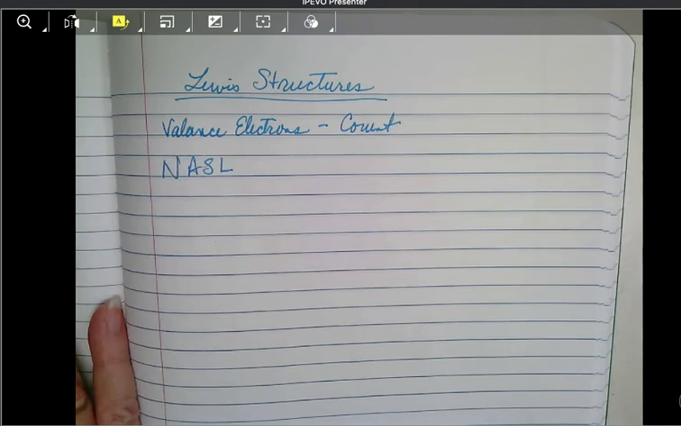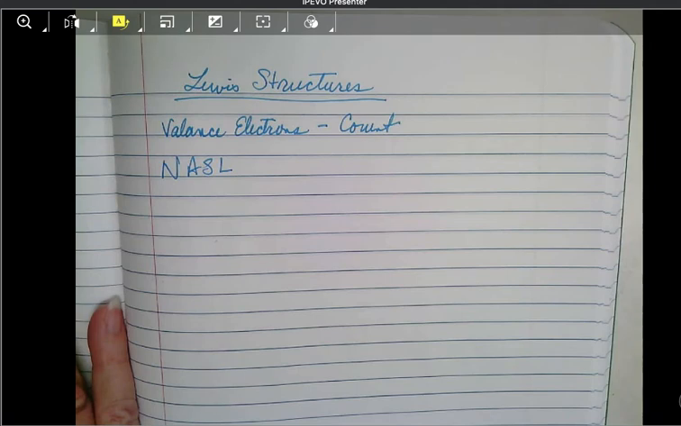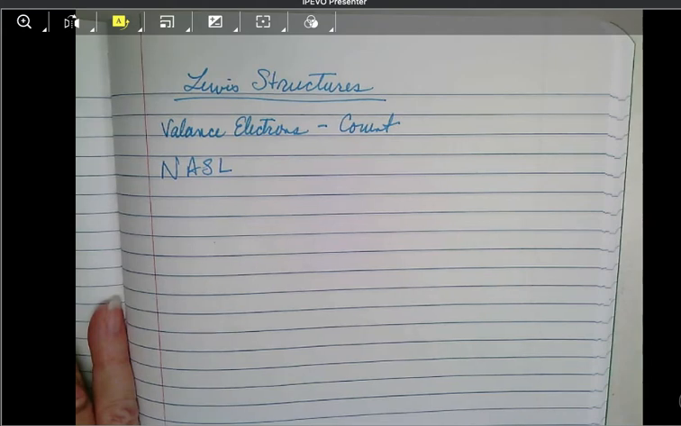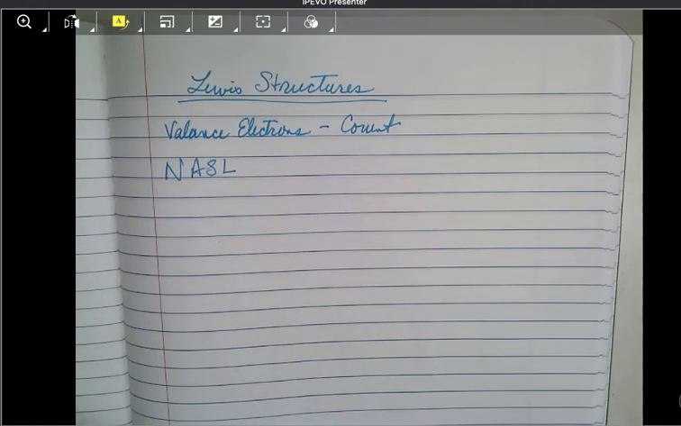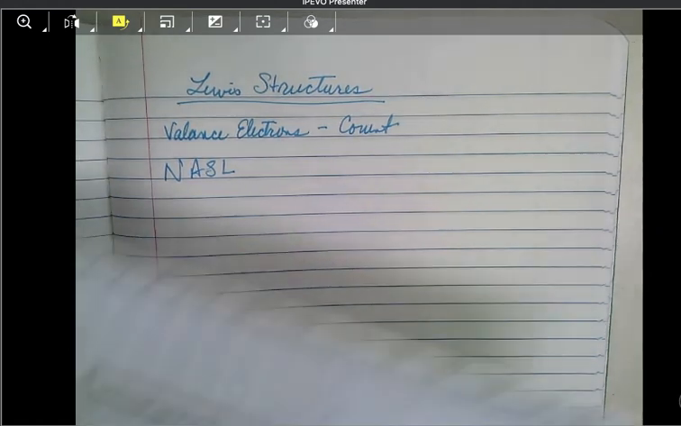So, we're going to talk about Lewis structures. Lewis structures are a way of visualizing how a molecule or an ion would bond. And we're going to use a method called NASL, nasal. It is pretty straightforward, but the first thing we need to know before we get into it is where are valence electrons and how do I figure that out? It is so simple. I'm going to get out my periodic table.